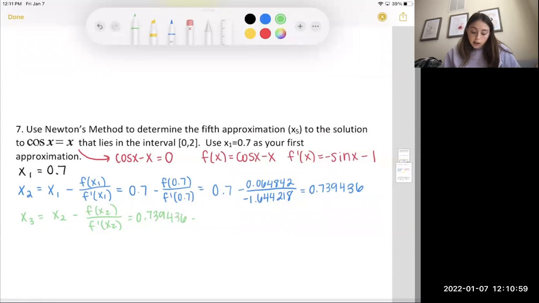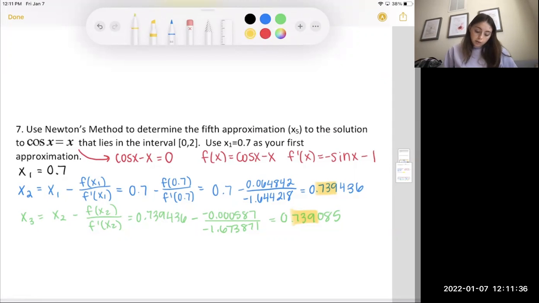So that means I'm doing 0.739436 minus, now I'm not going to write it out again, but I need to plug that into my function to get my numerator. And when I do that in my calculator, I get negative 0.000587. And then when I plug it into my derivative, I get negative 1.673871. And then when I put all of that into my calculator, I get 0.739085. It's crazy because we already have the same first 3 numbers consistently. So I can tell this is going to be really accurate.